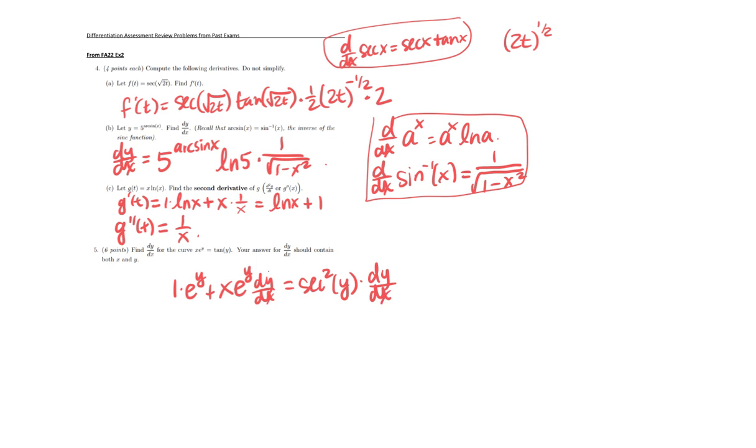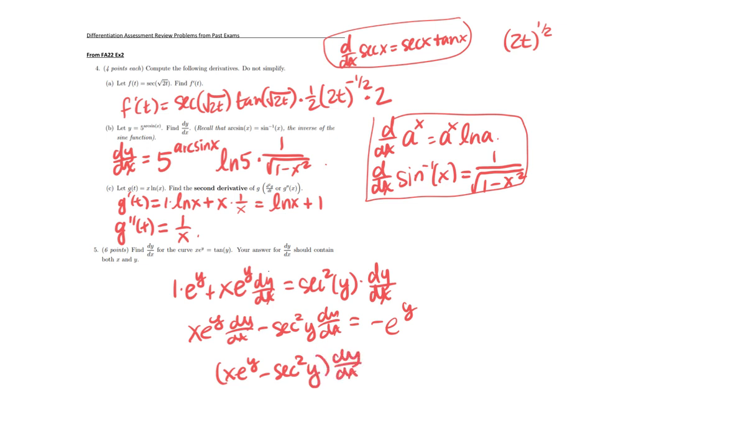So I can subtract some things around, and I'll get x e to the y dy dx minus secant squared y dy dx equals negative e to the y. And then I can factor out the dy dx and divide over the leftovers. So x e to the y minus secant squared y, times dy dx, equals negative e to the y. And then I can get dy dx is equal to negative e to the y divided by x e to the y minus secant squared y.